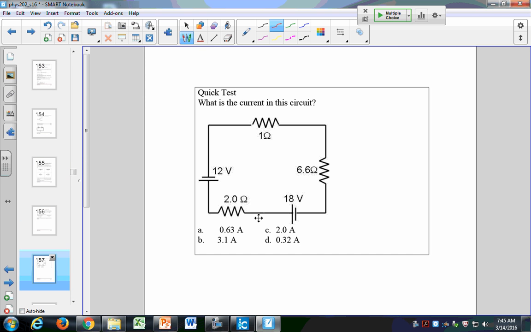All right, so let's try this quick test. What is the current in this circuit? And here we're going to use our loop rule. Remember the loop rule, which says the sum of all potentials in a closed loop is equal to 0. So what you want to do here is pick a direction for the current. Pick any old direction for the current. Pick any old direction to travel through the circuit.